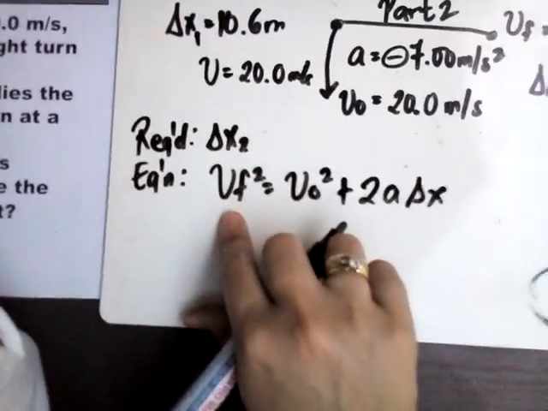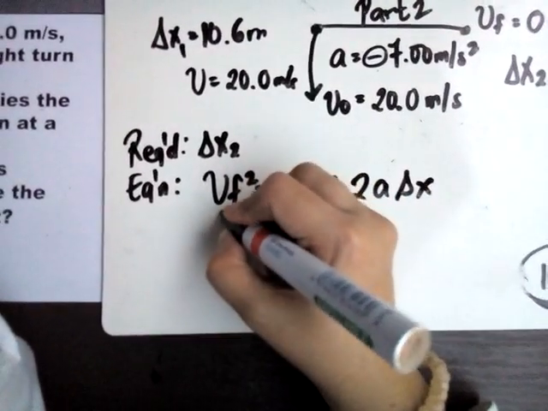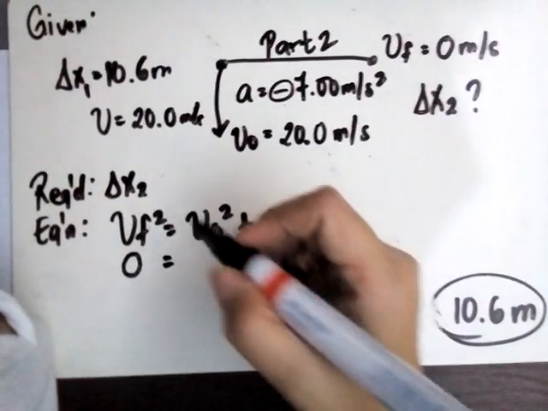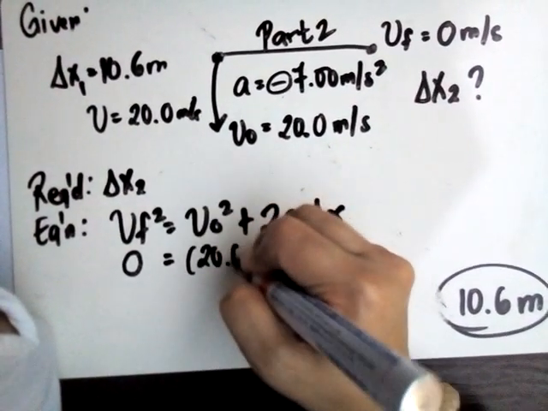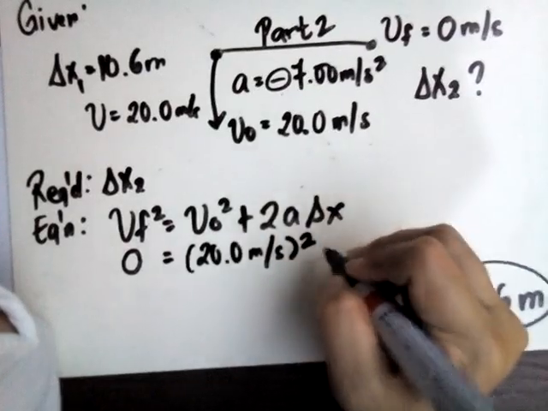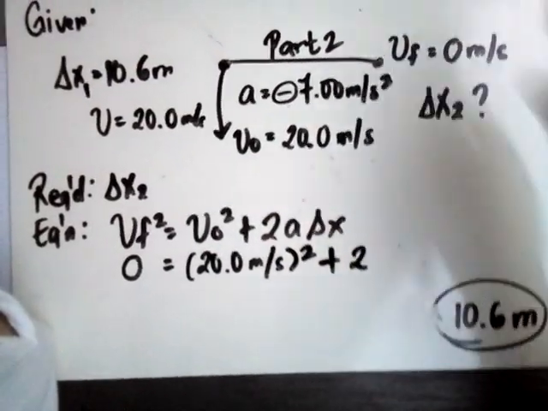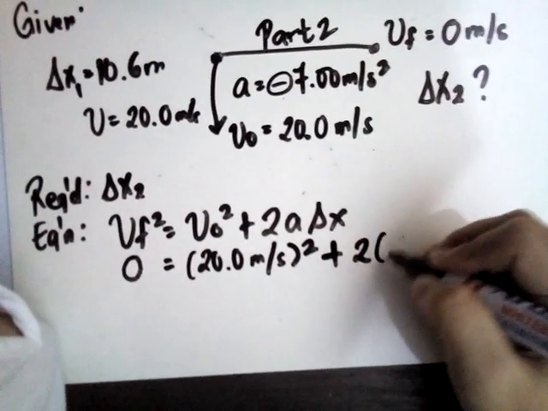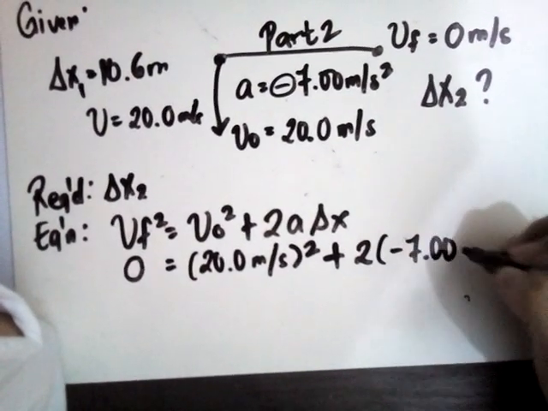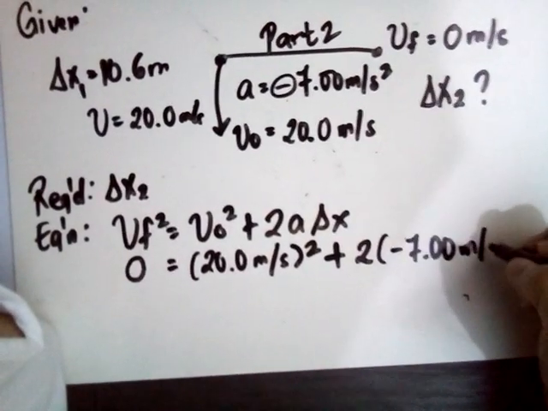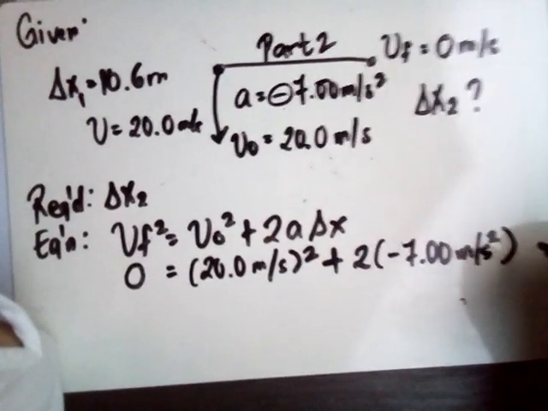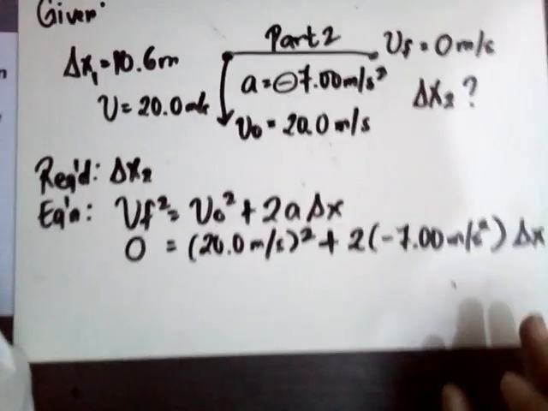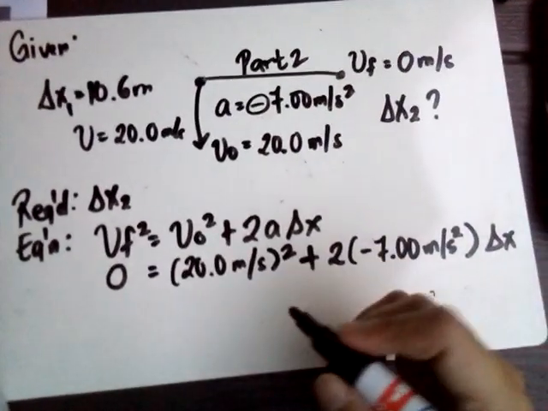Do we have a final velocity? Yes, our final velocity is 0. Equals, do we have an initial velocity? Yes, 20. Do we have an acceleration? Yes, our acceleration is negative 7. Why negative? Because our object is slowing down, times delta x. Okay, you already have one equation, one unknown. So we can solve for delta x.